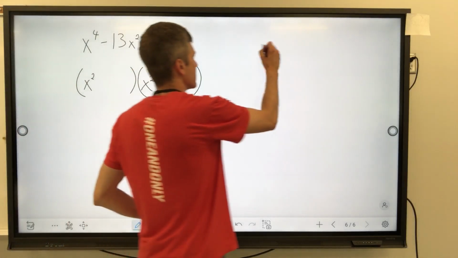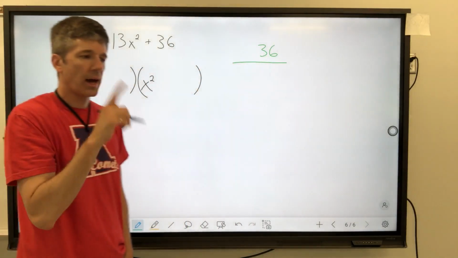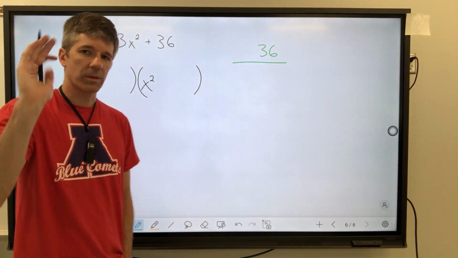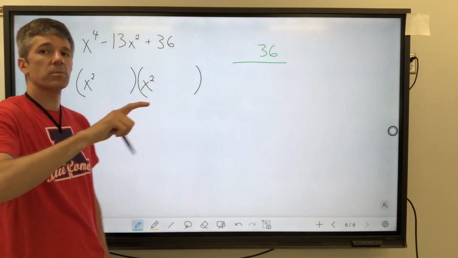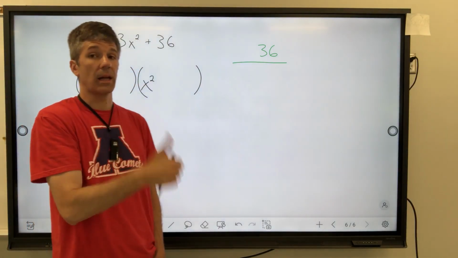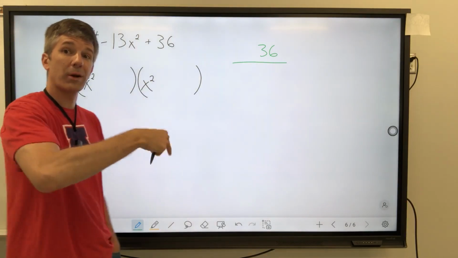So 36. I need two numbers that multiply to give me 36. Now, I'd love to explore lots and lots of options, but let's keep in mind that I want to be able to add those numbers and get a negative. So two numbers multiply to give me a positive. The signs had better be alike. But I want to add and get a negative, so the signs had both better be negative.